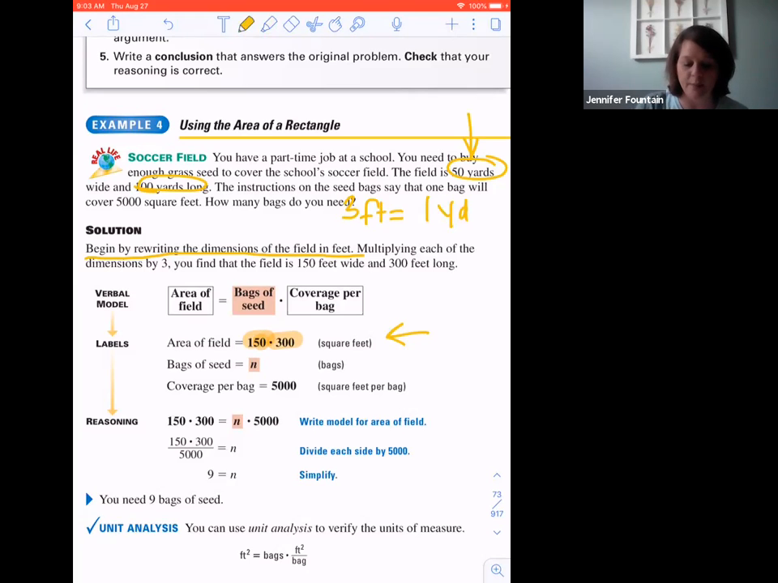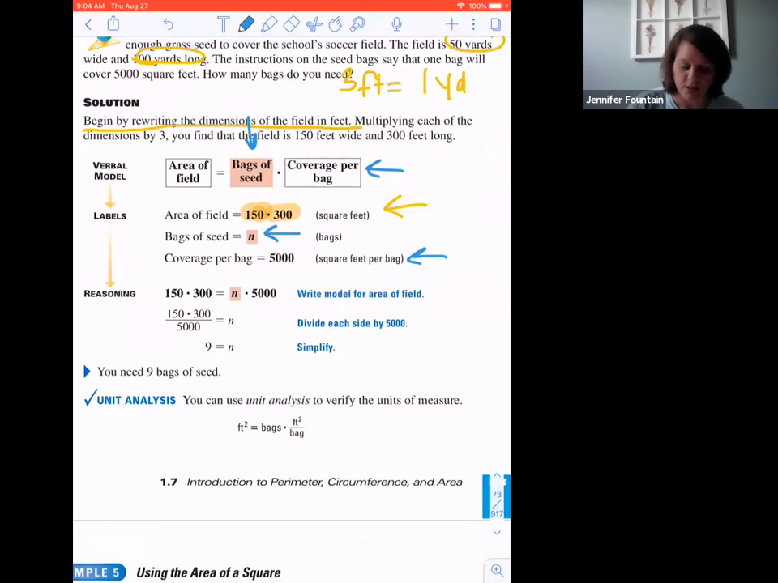We do not know how many bags of seed we need, and so that is why they have let N be our bags of seed. That is our unknown information, okay? Now we're looking at coverage per bag. It already told us that each bag covers 5,000 square feet. So now I'm going to set up my equation: the area of my field in feet equals N times 5,000. Is everybody good with me there? Sorry it took a minute. I just jumped right over that part in the beginning where we were converting.